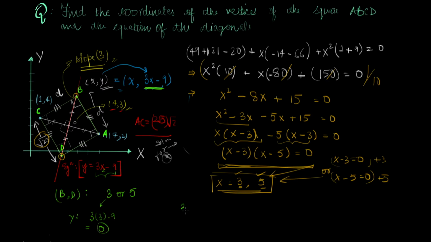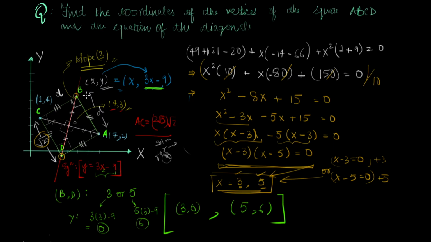So the first point would be 3, 0 at the first vertex, and the second point would be 5 times 3 minus 9, again employing the same relation. This would be 15 minus 9, and that should be 6. So the second point should be 5, 6. We now know that if A and C are the opposite vertices of the square, and they are given, then we can immediately find the location of the points B and D.